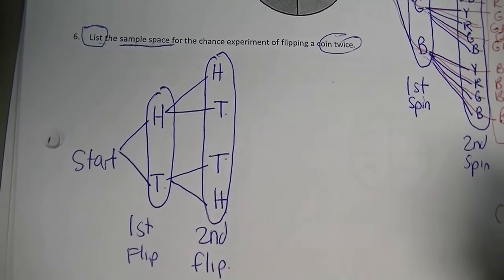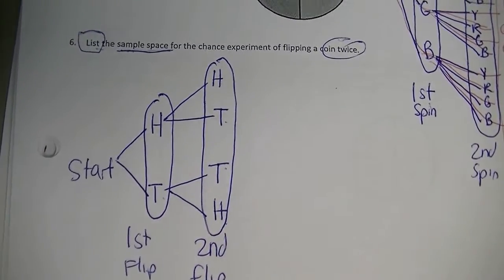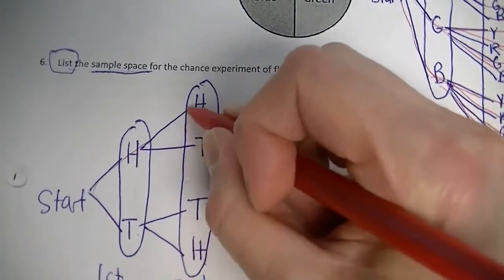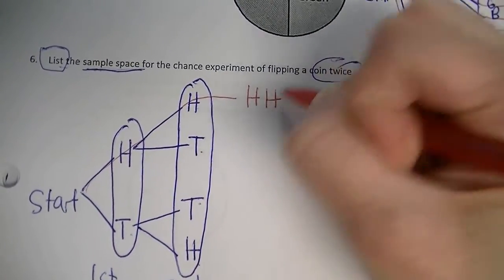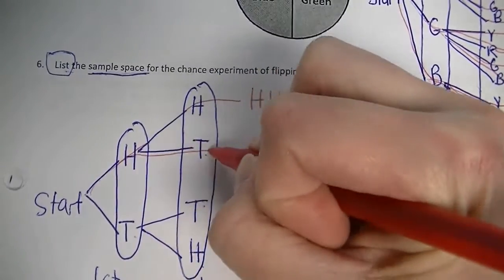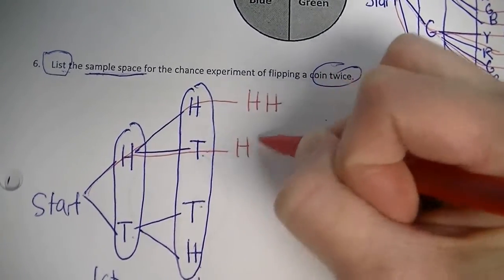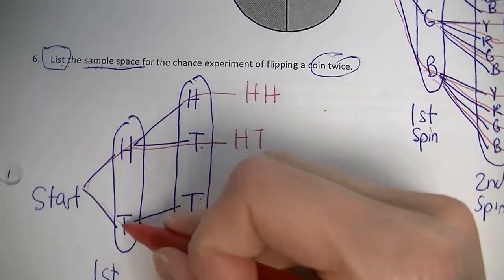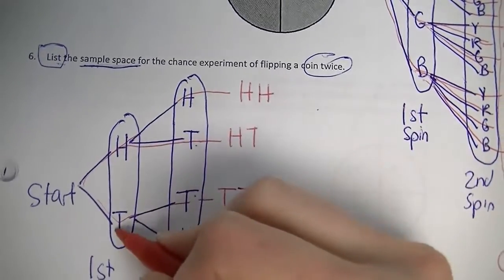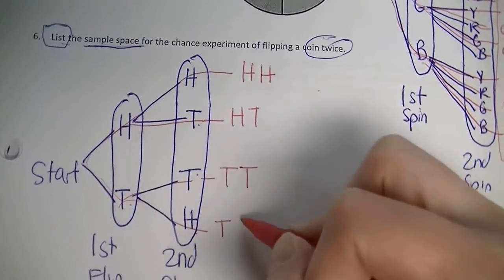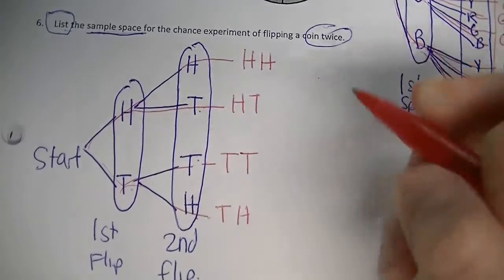Now we haven't listed the sample space yet because that comes right here. Just trace it. So for your sample space, if you landed on heads the first time, you could land on heads the second time. If you land on heads the first time, you could land on tails on that second flip. You can go tails first on the first flip and then tails on the second flip. You can land on tails on the first flip and then heads on the second flip.